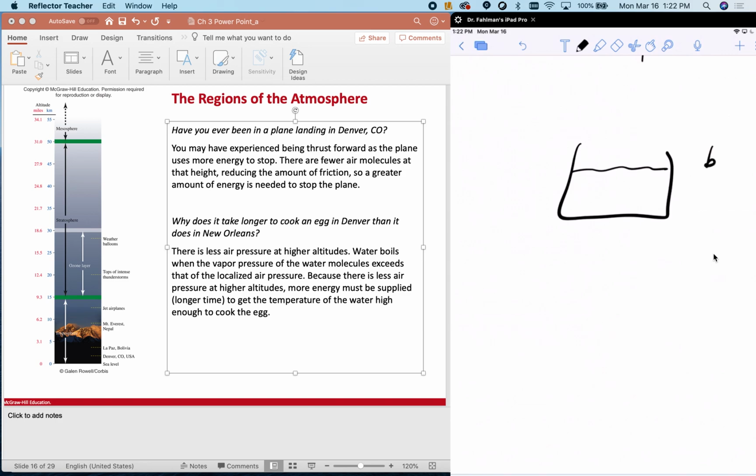So when you boil something, the boiling point is the temperature where the vapor pressure of the liquid just exceeds or meets the external pressure.